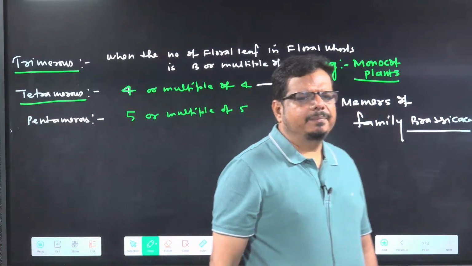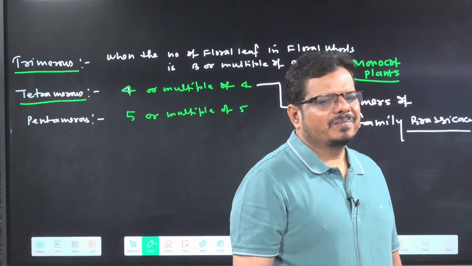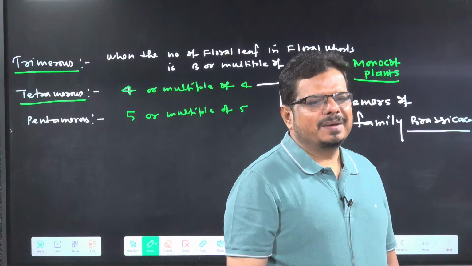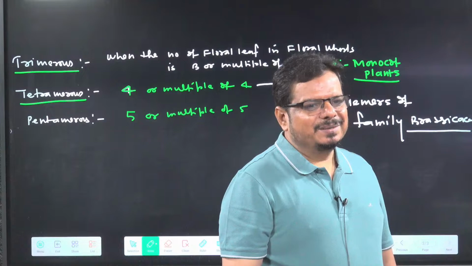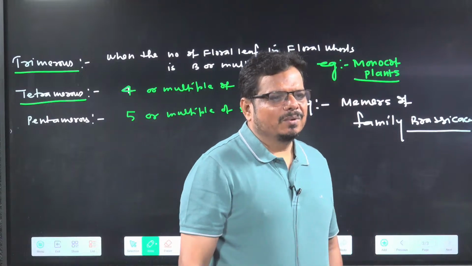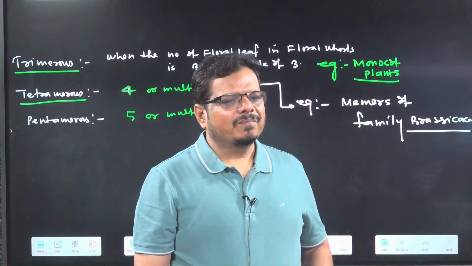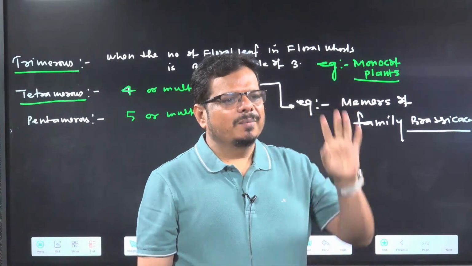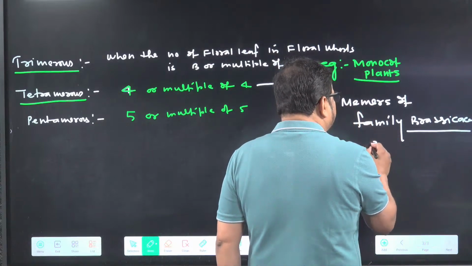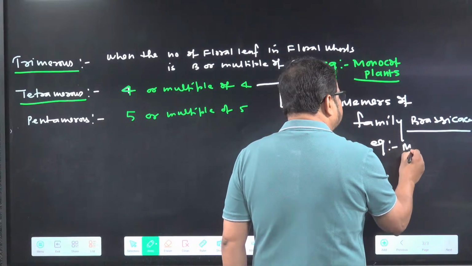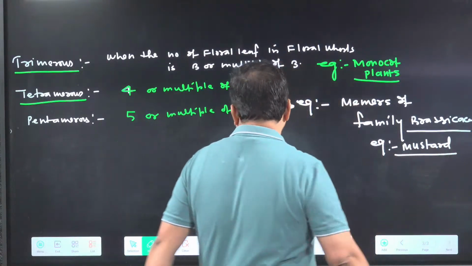Member of family Brassicaceae. You look the Brassicaceae family in your NCERT. What you are finding? It is in 4 or multiple of 4. You are finding how many sepals are there? 4. How many petals are there? 4. So you are finding example of Brassicaceae family is mustard. Brassicaceae family is also called which one? Mustard family. Got the idea?